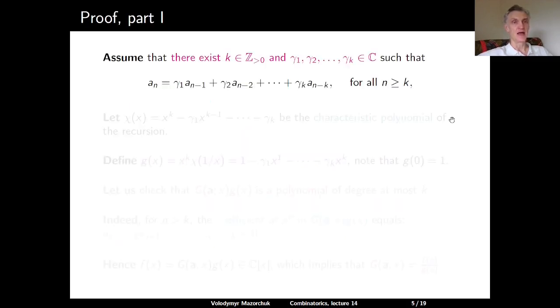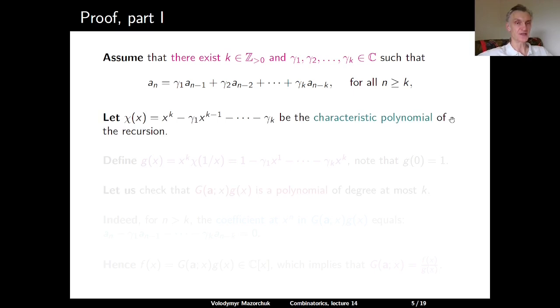Proof. Assume first that our sequence a is constant recursive, so there exists k greater than 0 and gamma_1 and so on gamma_k complex numbers, such that a_n is equal to gamma_1 a_{n-1} plus and so on plus gamma_k a_{n-k} for all n greater than or equal to k. Consider the characteristic polynomial of this recursion. We denote it by chi of x, and it is equal to x to the power k minus gamma_1 x to the power k minus 1 minus and so on minus gamma_k.